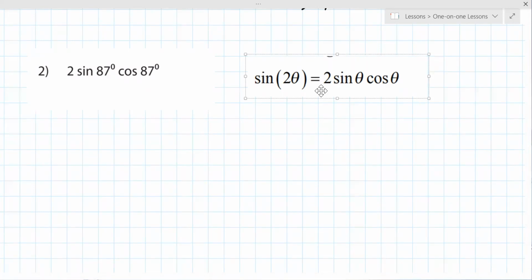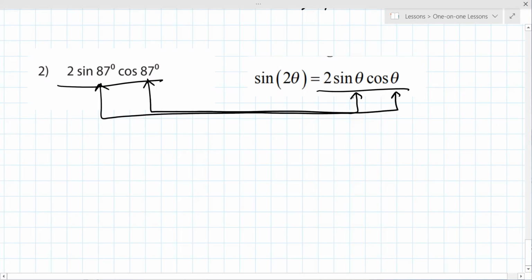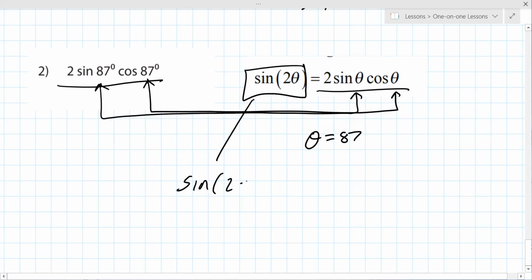So what are we plugging in for? You're trying to match what you have to this, and what is the thing that's the same? I'm telling you that theta is 87, so theta is 87 for both. So that means that this right here is sine of 2 times 87, which is the sine of 174 degrees.